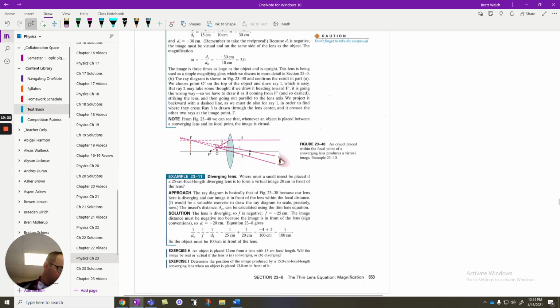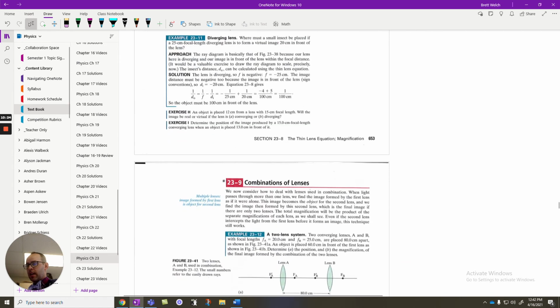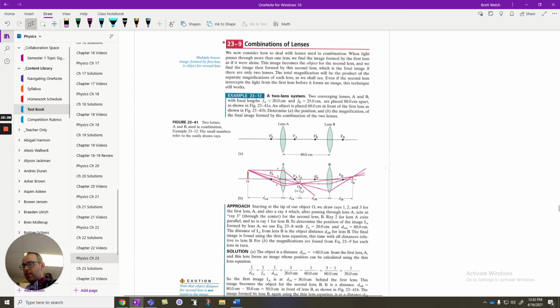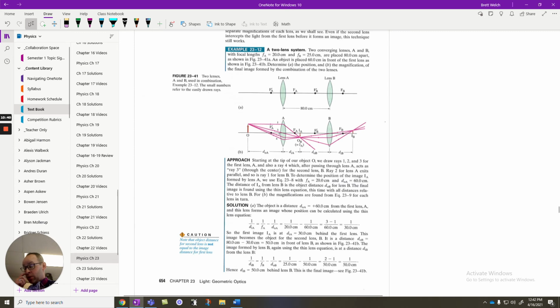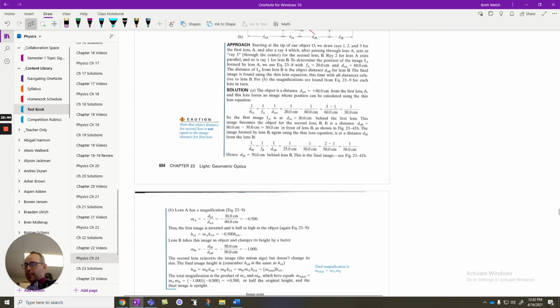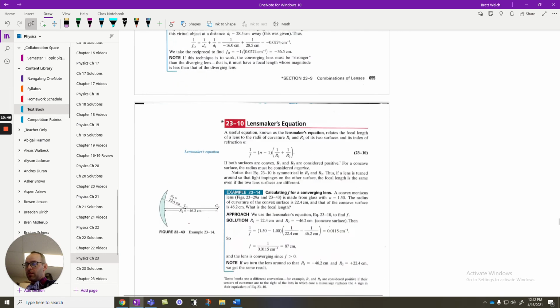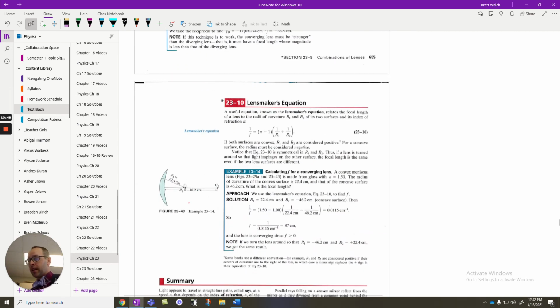I think there's only one other thing that we need to talk about. Combinations of lenses: you can see right here, the image for the first lens becomes the object for the second lens. And so we treat this guy here in the middle as if it's the object for our second lens. That can be a little tricky when the image ends up on the wrong side of the lens, but we'll look at that individually. The last thing is the lens maker's equation.